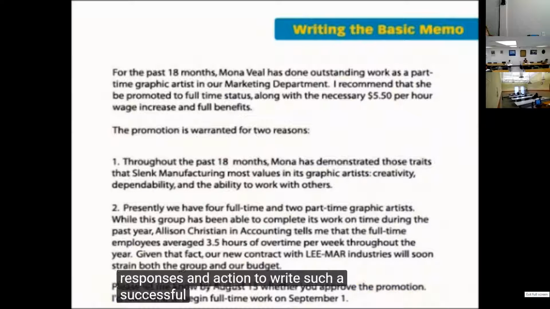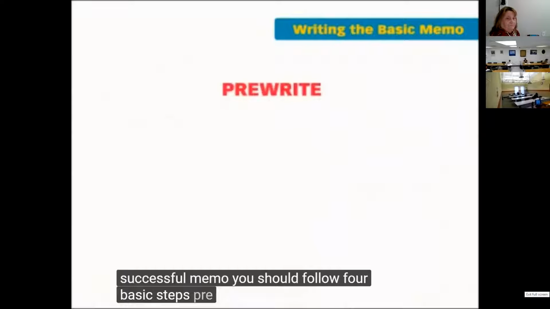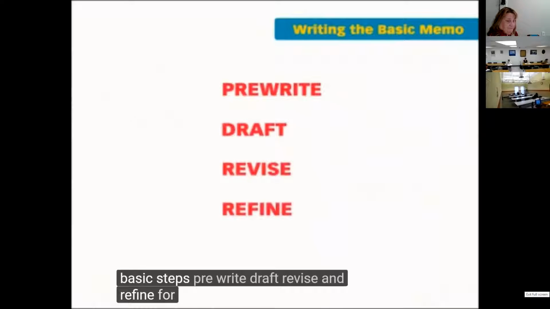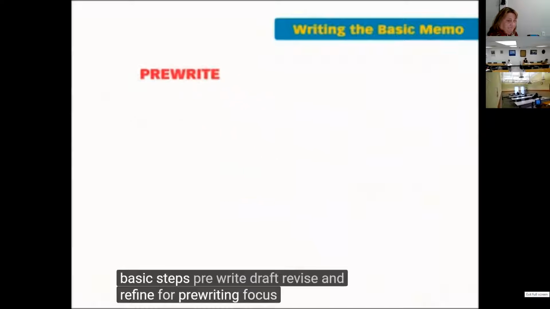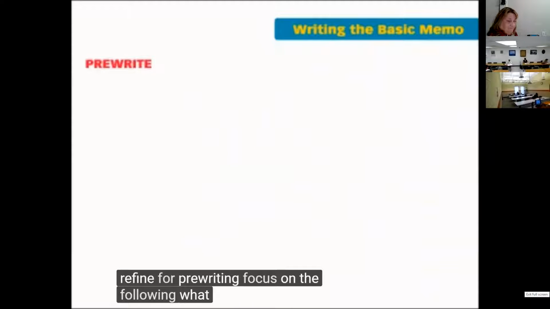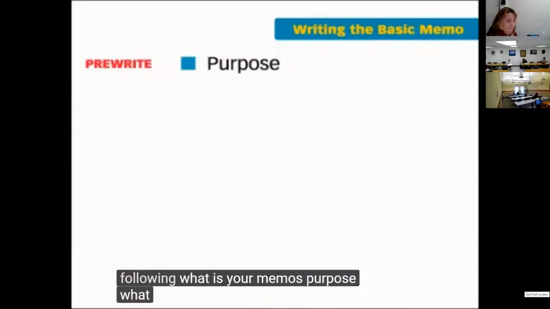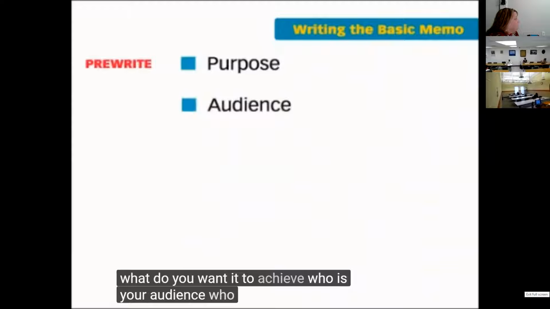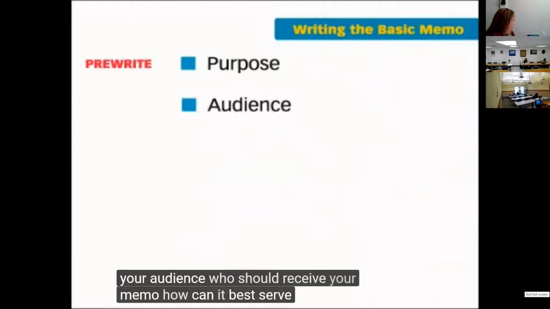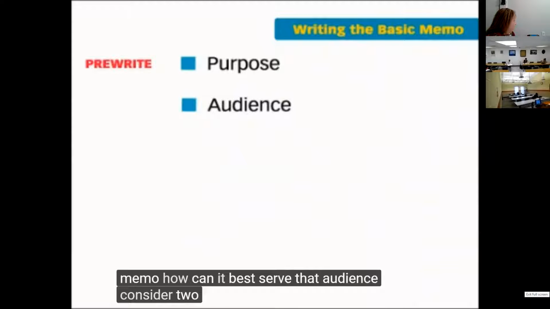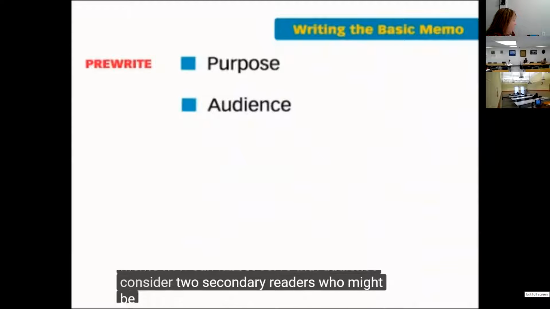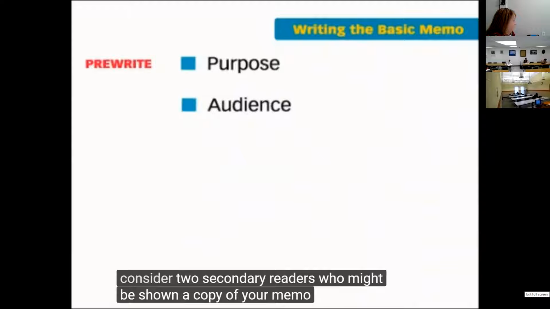To write such a successful memo, you should follow 4 basic steps: pre-write, draft, revise, and refine. For pre-writing, focus on the following. What is your memo's purpose? What do you want it to achieve? Who is your audience? Who should receive your memo? How can it best serve that audience? Consider, too, secondary readers who might be shown a copy of your memo.